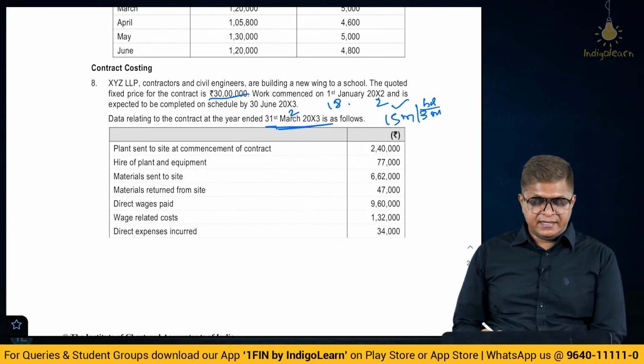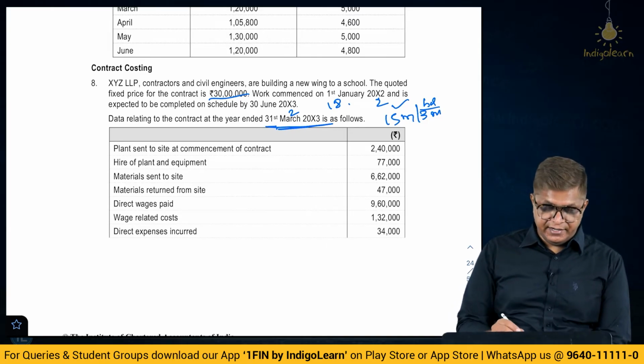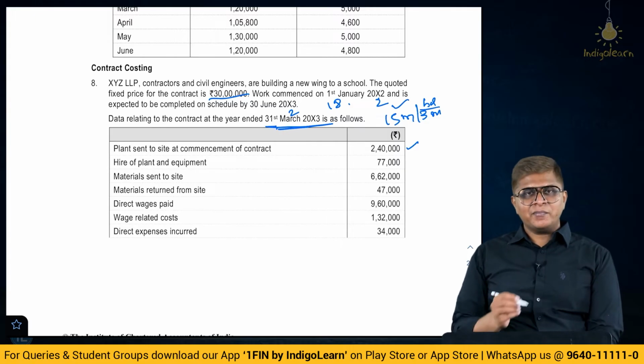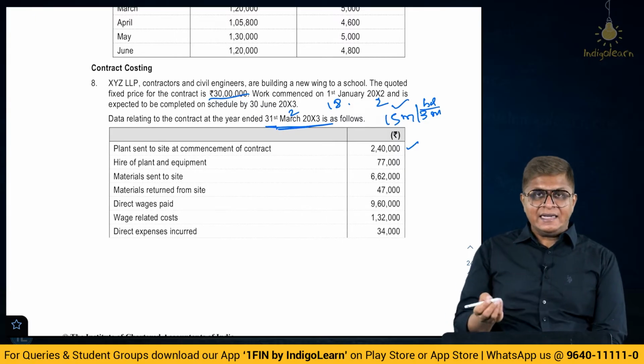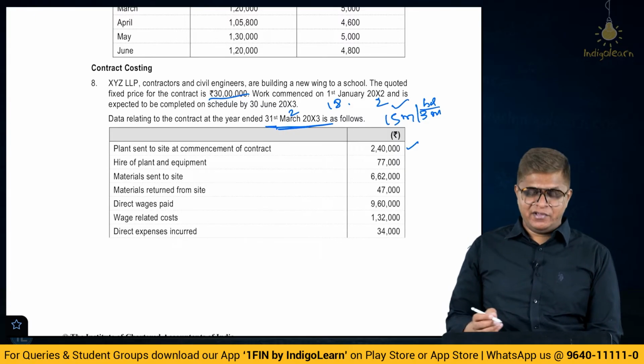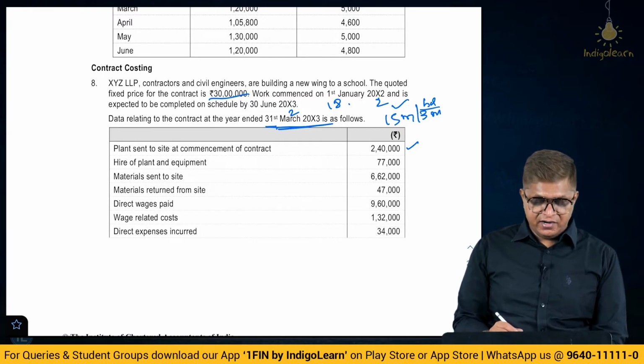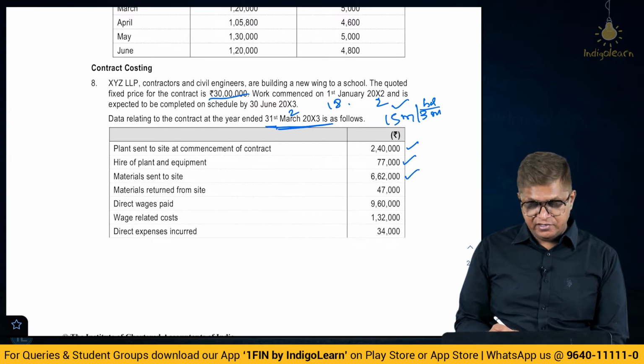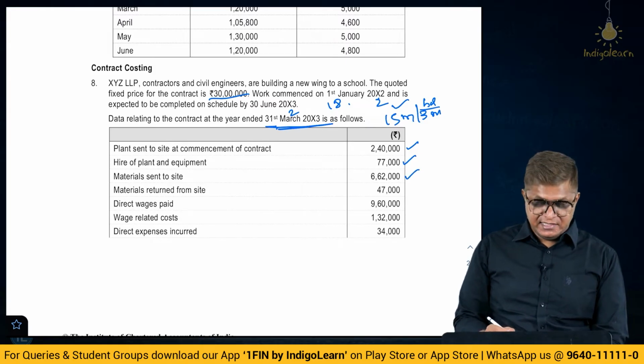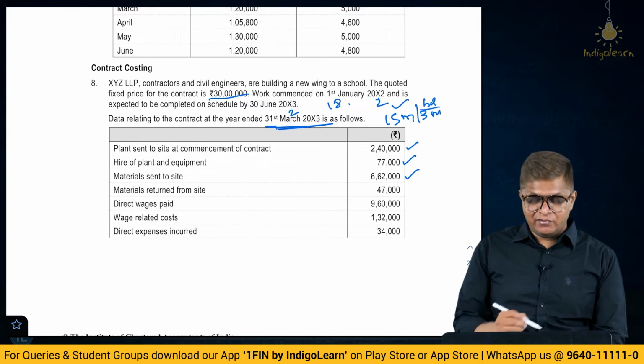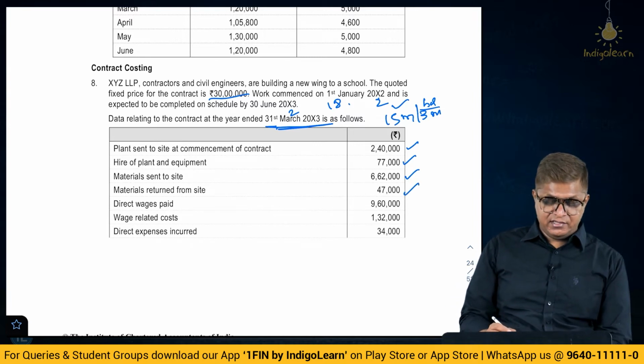Plant sent to site at the commencement of contract, 2,40,000. When we prepare the contract account, it will be on the debit side. It is a cost that we have incurred. Hire of plant and equipment, again on the debit side of the account, 77,000. Material sent to site will be debited to the contract account, 6,62,000. Material returned from site, so material coming back, will be credited to the contract account, 47,000.